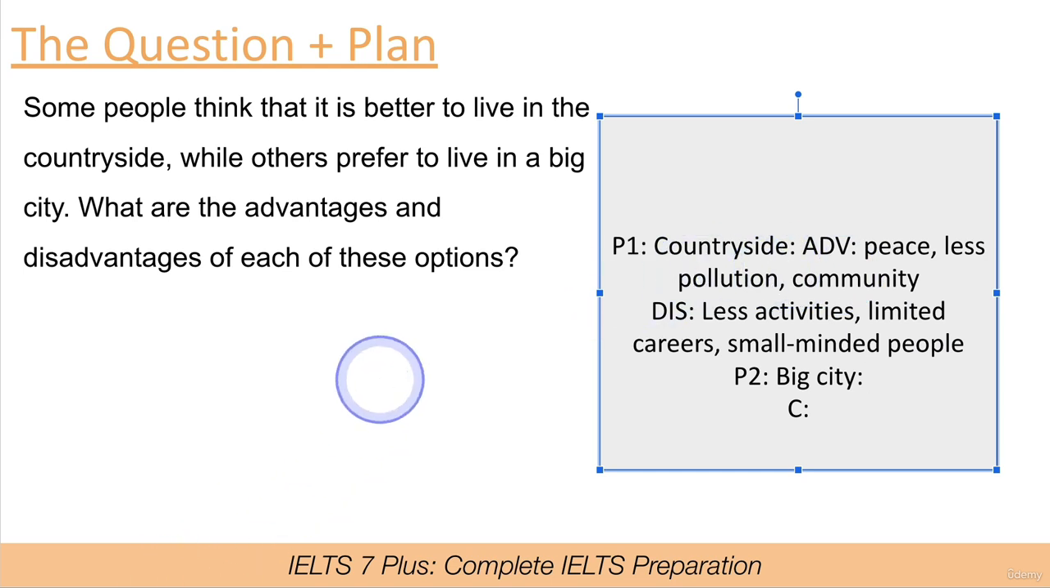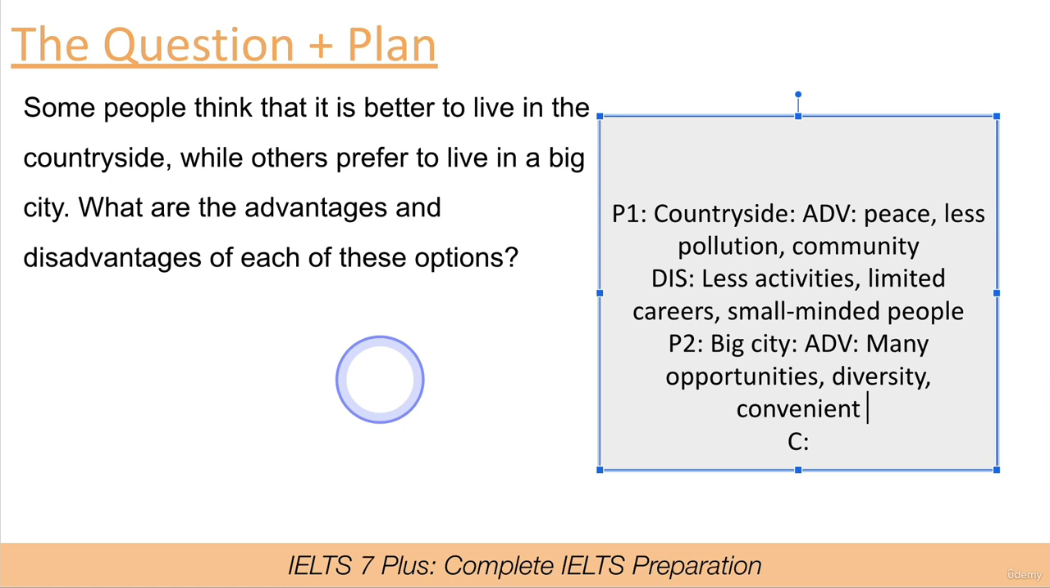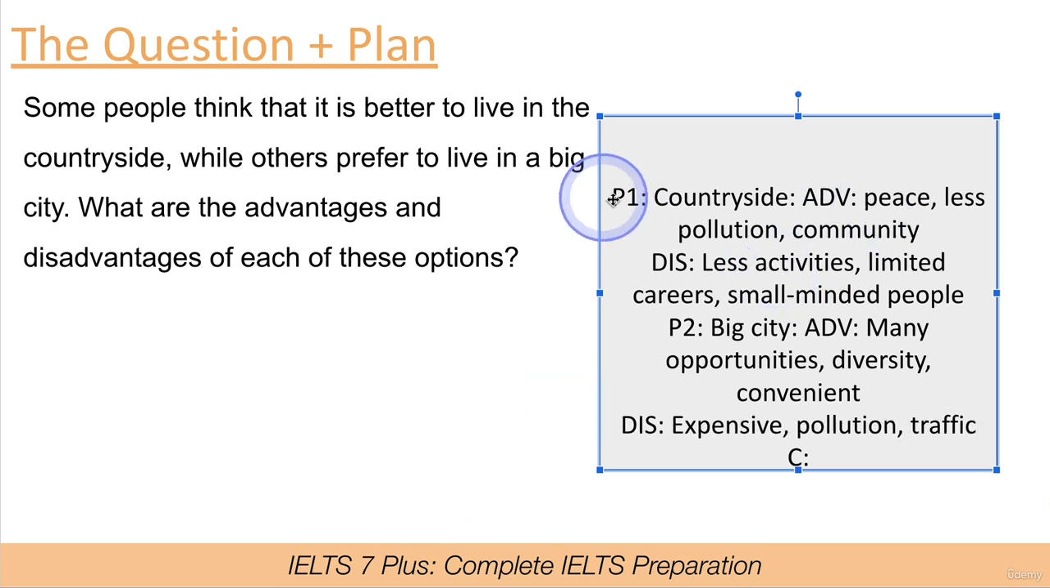Let's do big city. So advantage of the big city, well, in fact, many opportunities, diversity, and the transport links are very, very good. So we could say, or very convenient. Okay, disadvantages of a big city is very expensive. The countryside can be expensive, but on the whole, the city is more expensive. Much more pollution, and there's often traffic problems.